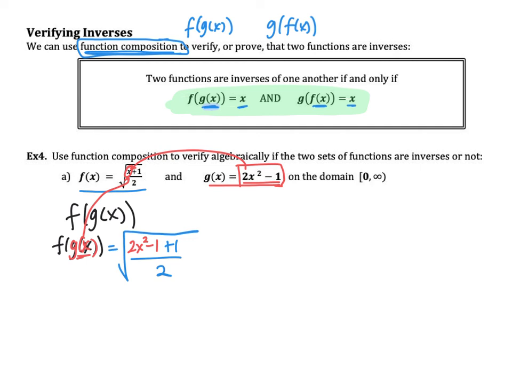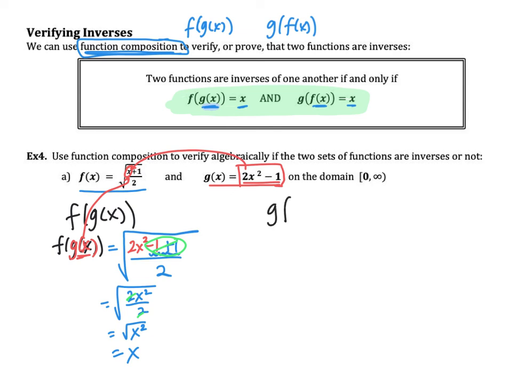Now I'm just going to simplify. Well, what is minus 1 plus 1? Hopefully you're saying those cancel each other out. So I have 2x squared divided by 2 because the minus 1 and plus 1 canceled out. And 2 divided by 2 cancels out. And what is the square root of x squared? Well, that is x. So that did equal x.